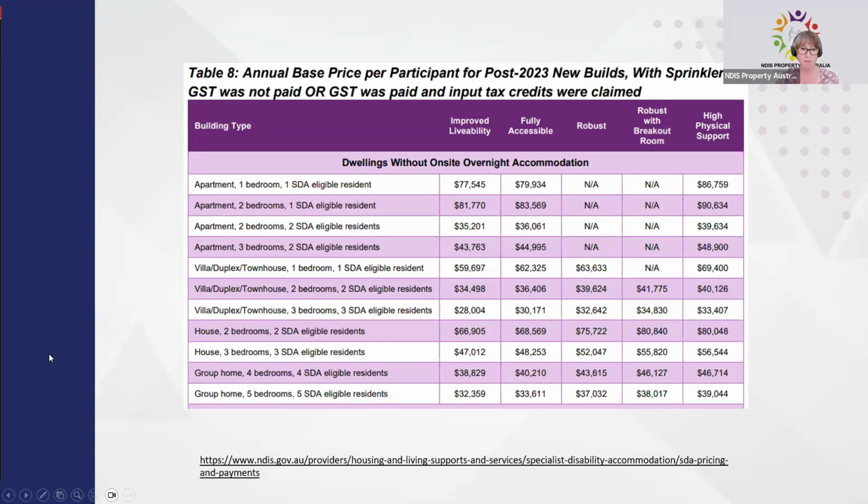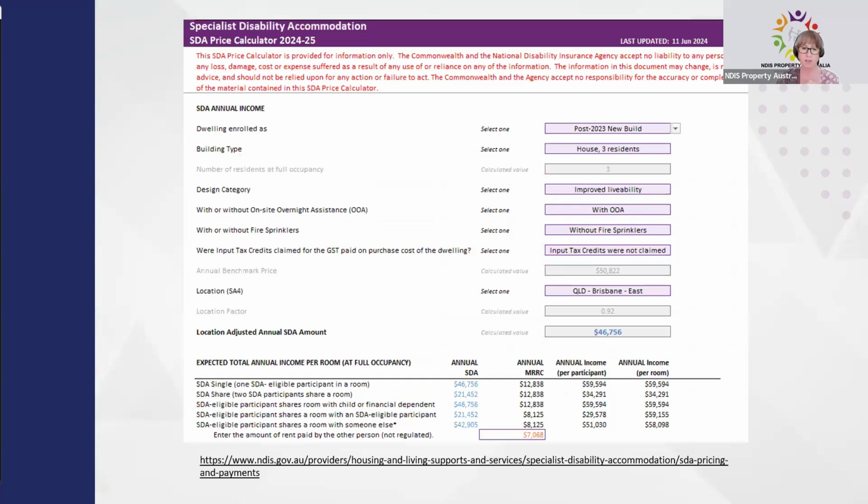So it differs between IL to HPS. We're only looking at $9,500 difference between the lowest and the highest category, or 14,000 for a 2-resident. I was looking at the 3-resident houses. So that's basically the price guide and what it is. This is just one of a few different categories, because there's also a chart that is for without sprinklers. GST is paid. Next slide, Debbie. Next slide gives more detailed analysis. This is what the calculator actually looks like.